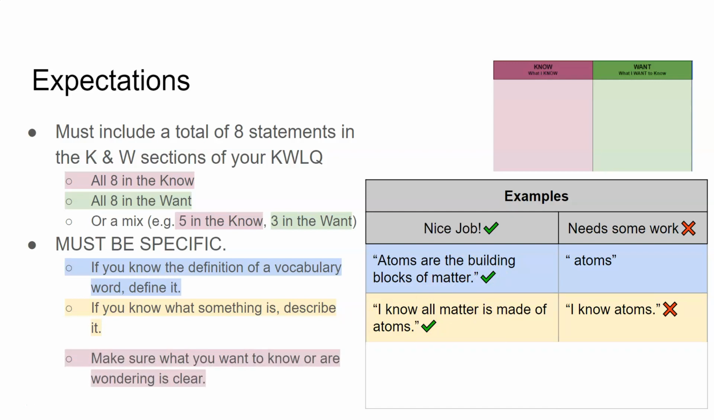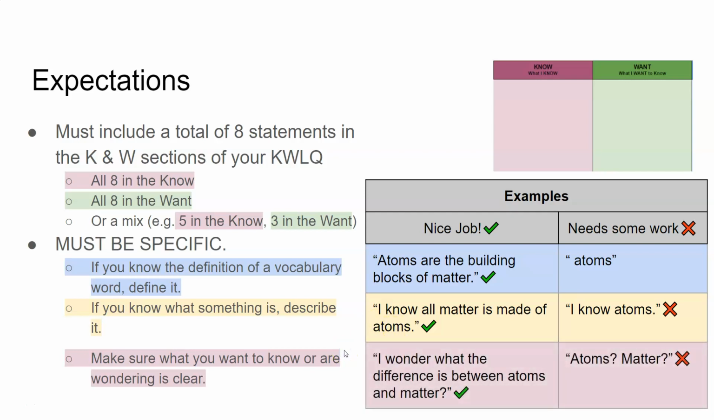And what about in the case where you're writing something that you want to know? If you're writing something that you want to know or you're wondering about, make sure that it's clear. An example of that would be if you were saying, I wonder what the difference is between atoms and matter. Specifically, I know that you're questioning how to distinguish between atoms and matter. If you put atoms question mark, matter question mark, that doesn't mean anything to me. I don't know if you mean you don't know the definition of them or what. So make sure again that everything is clear and specific.